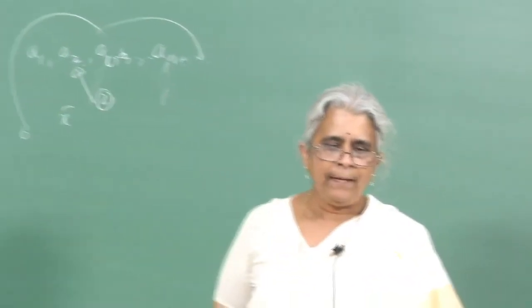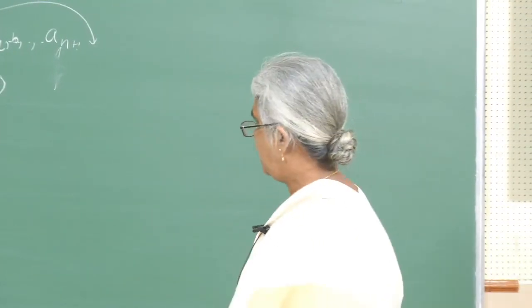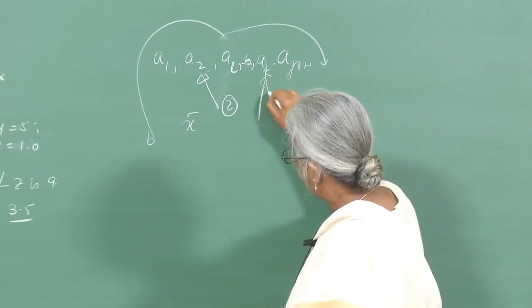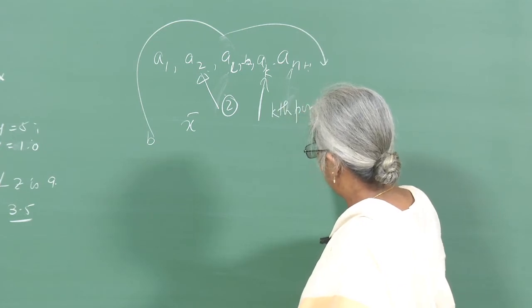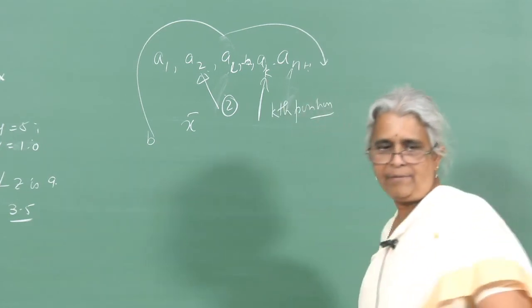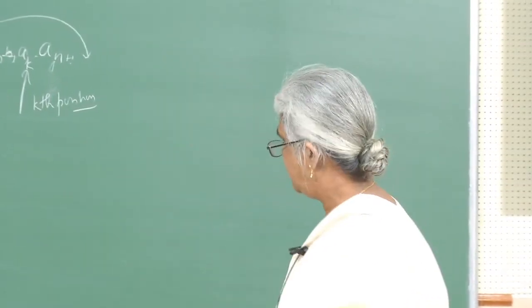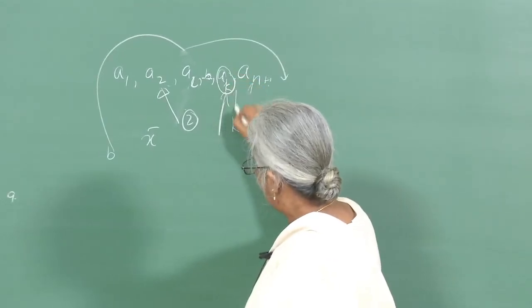Then I may want to retrieve an element at a particular position. I want to look at, let us say, AK, and ask what is there at the kth position in the list. What is the value that is there at the kth position? Retrieval. Then I want to delete an element at a particular position in the list. I may say delete the kth element.